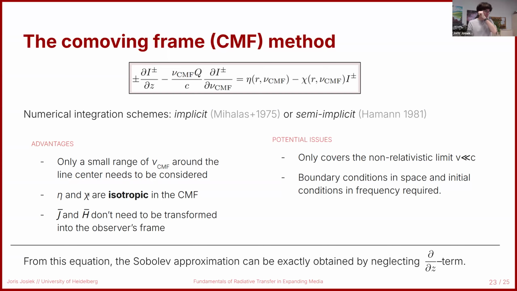Third advantage is that J bar and H bar, which as a reminder are used to calculate the rate equations and the acceleration, don't need to be transformed into the observer's frame. So they can stay in the comoving frame. An issue that arises from this is that, like I said in the last slide, it only covers the non-relativistic limit. So for the relativistic limit, it requires some extra terms.